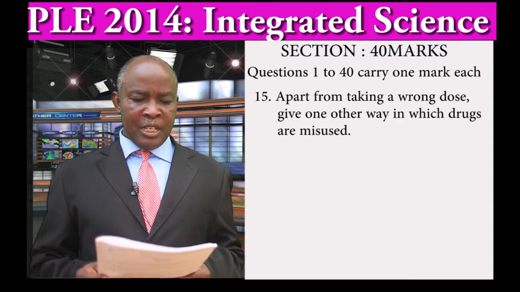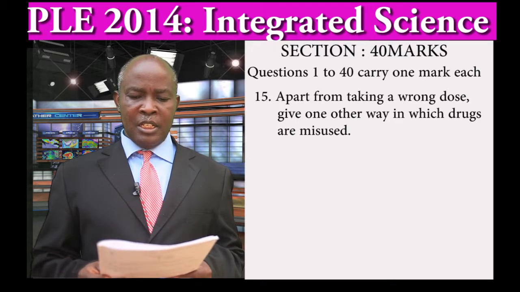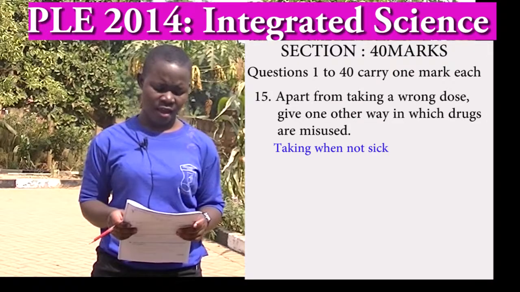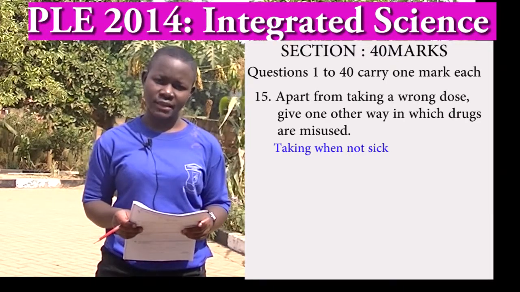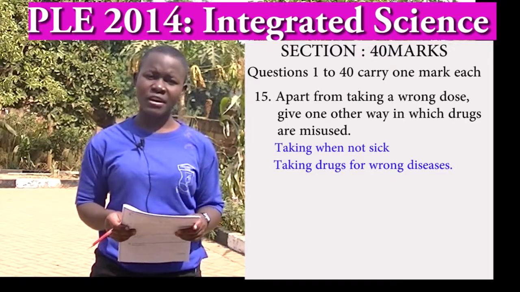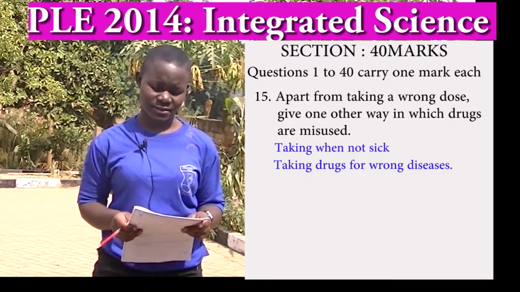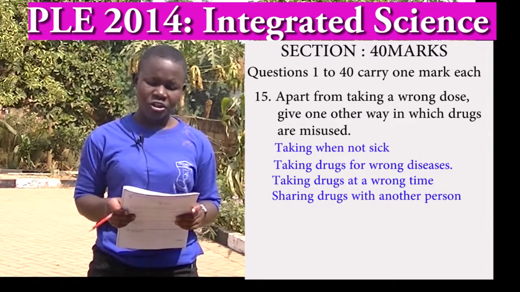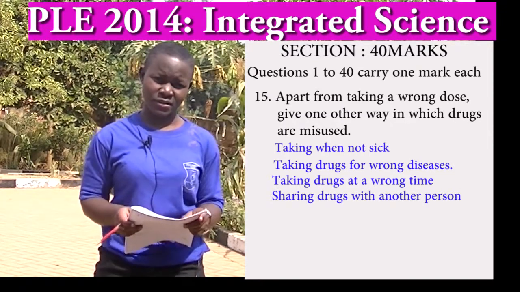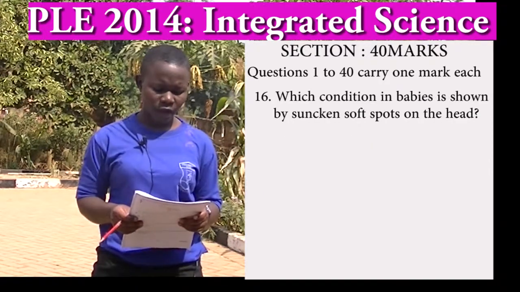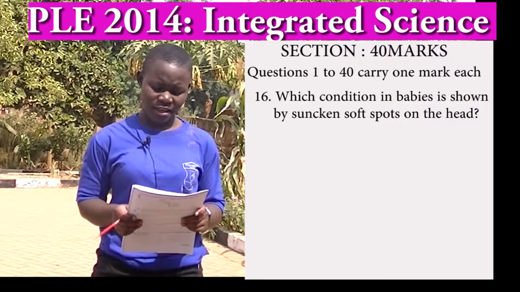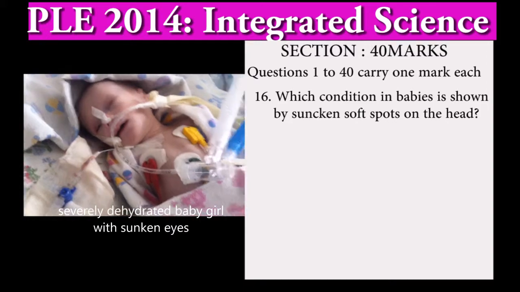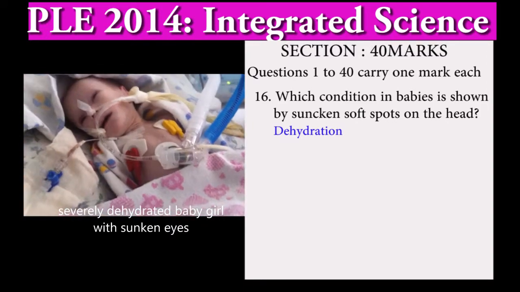Number 15. Apart from taking wrong dose, give one other way in which drugs are misused. Taking drugs when not sick. Taking drugs for wrong diseases. Taking drugs at a wrong time. Sharing drugs with another person. Which condition in babies is shown by a sunken soft spot on the head? Dehydration.